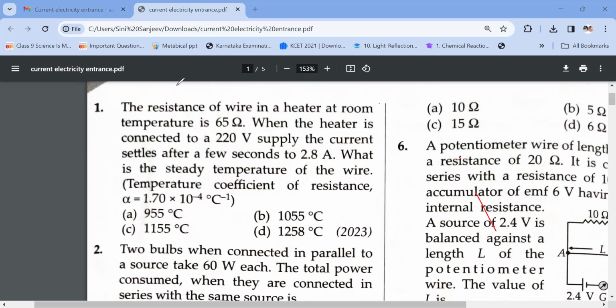Yes. So the formula here is nothing but R2 minus R1, alpha. Okay. There's a relationship. R2 is equal to R1 into 1 plus alpha into T2 minus T1. How many of you have seen this formula at least? So this alpha is nothing but temperature coefficient of resistance.